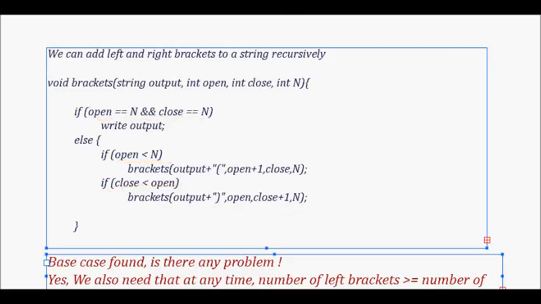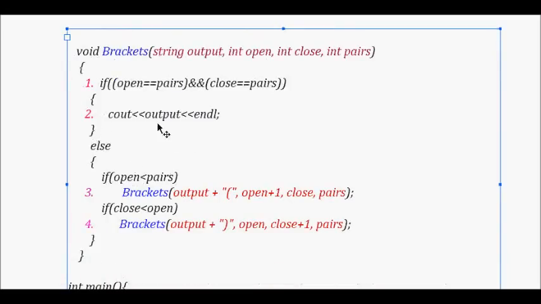So let's try to see this code in running. This is our final code. The name is brackets. I have written it in C++. There is a string output, int open, the number of open braces, int close, the number of closed braces, and int pairs, the number of braces that we want. If the open braces are equal to the number of braces that I want in my expression, and closed braces are also equal to that number, then I should put the output.